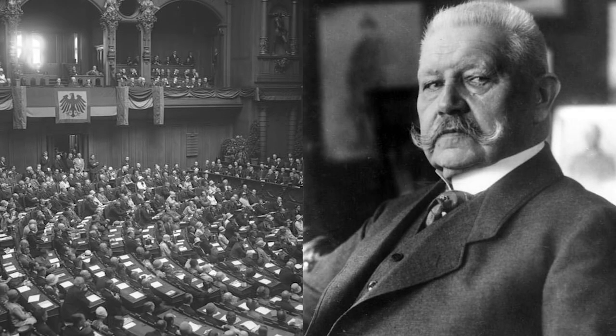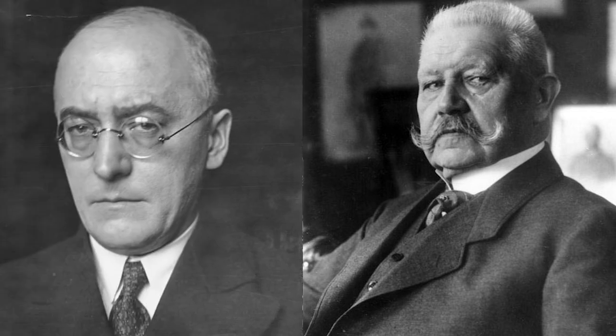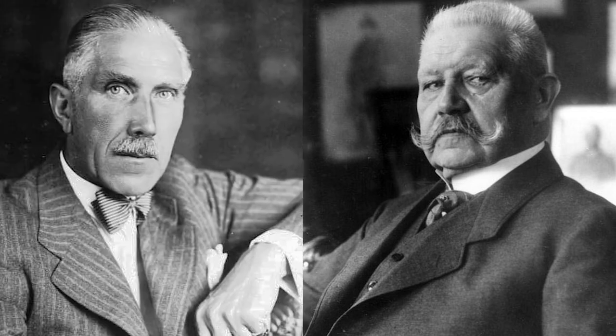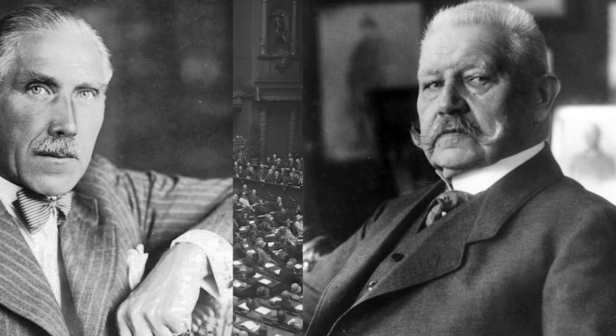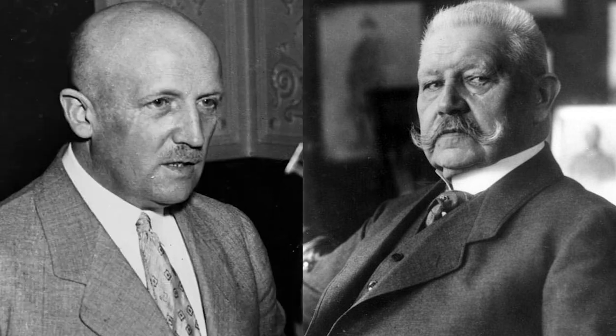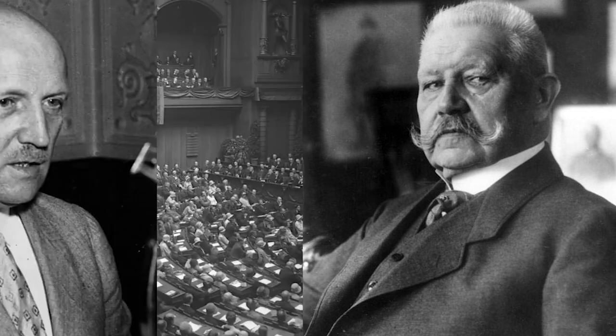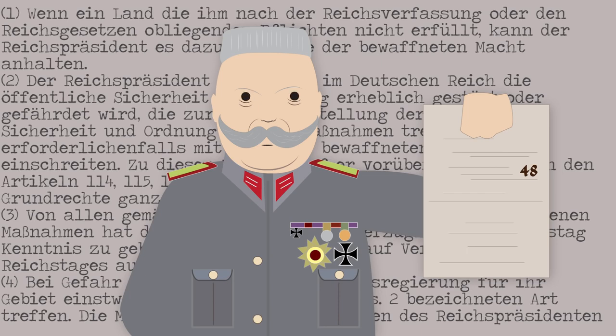The government had fallen into chaos. President Hindenburg dismissed Chancellor Brüning in 1932. His replacement, Franz von Papen, lasted only 6 months, and his replacement, Kurt von Schleicher, only 2. By now, Hindenburg was practically using Article 48 to pass almost every law.